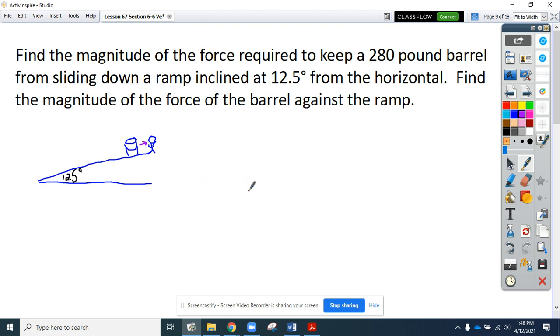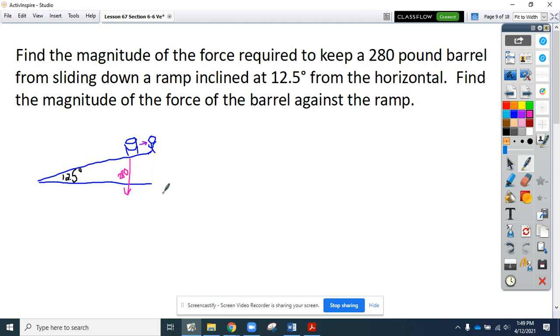Okay, so there are a couple of things going on here. We have the actual weight of the barrel. So the weight of the barrel, we have to think of as going straight down because weight deals with gravity. So straight down is the weight of the barrel, and that is 280 pounds. Okay, so that's the weight of the barrel.